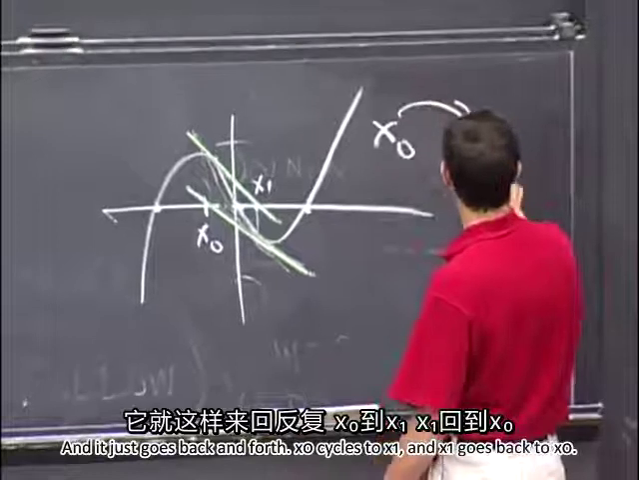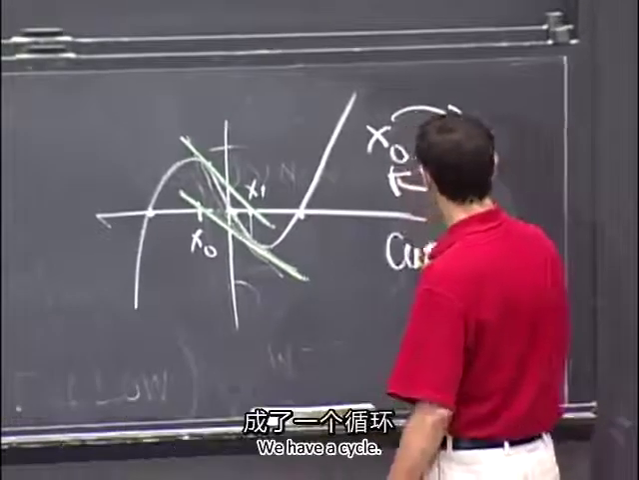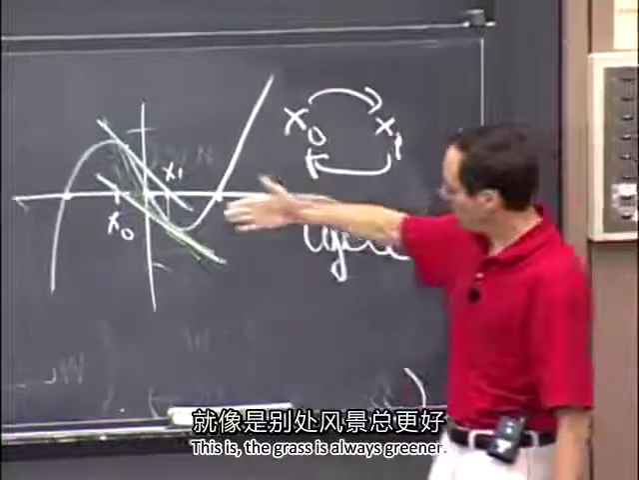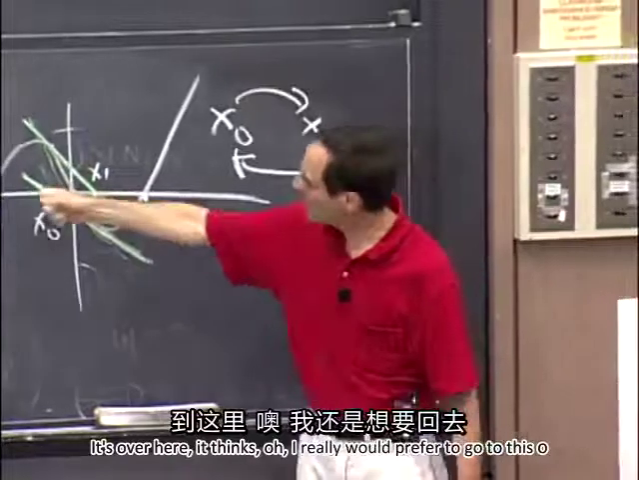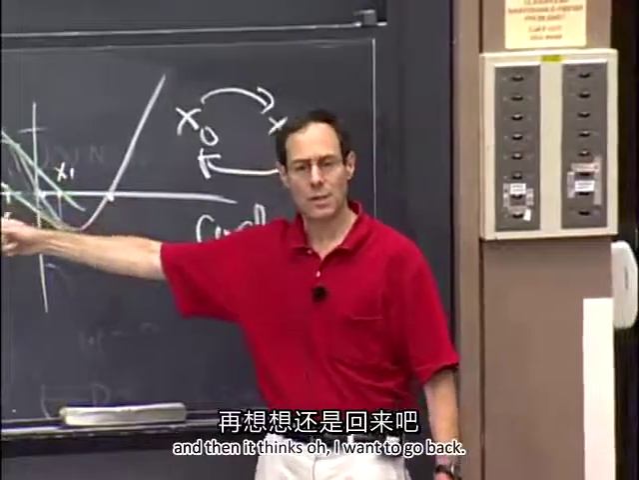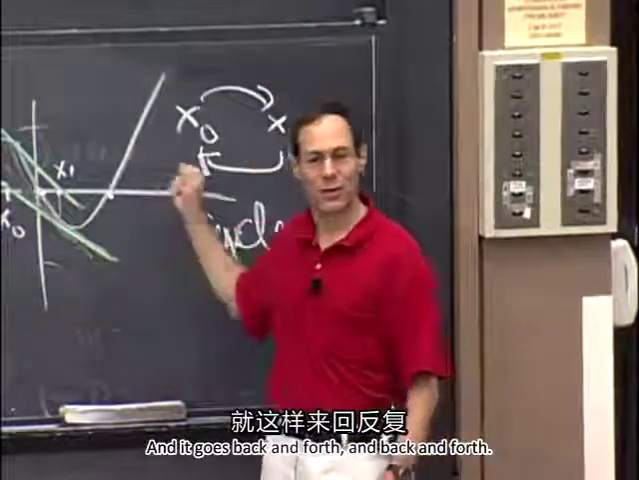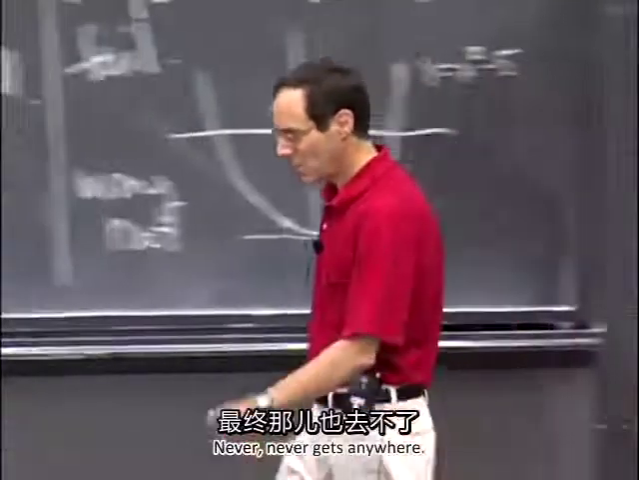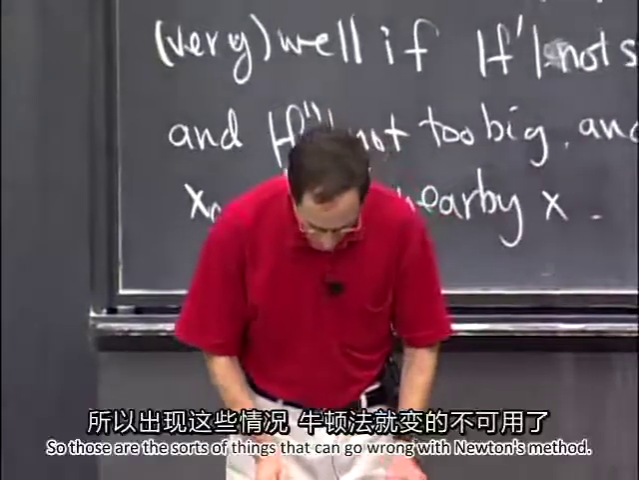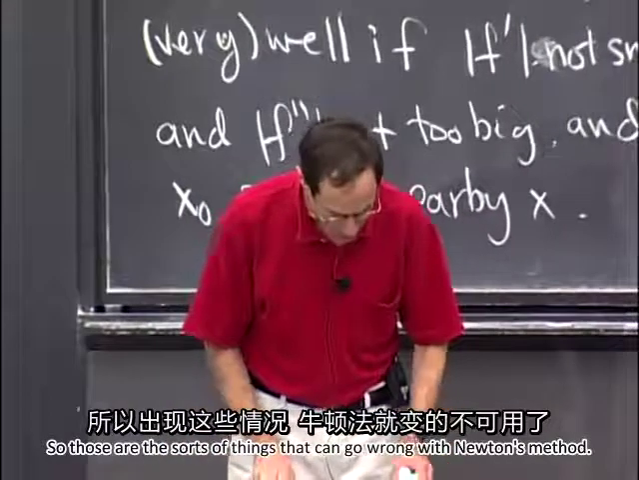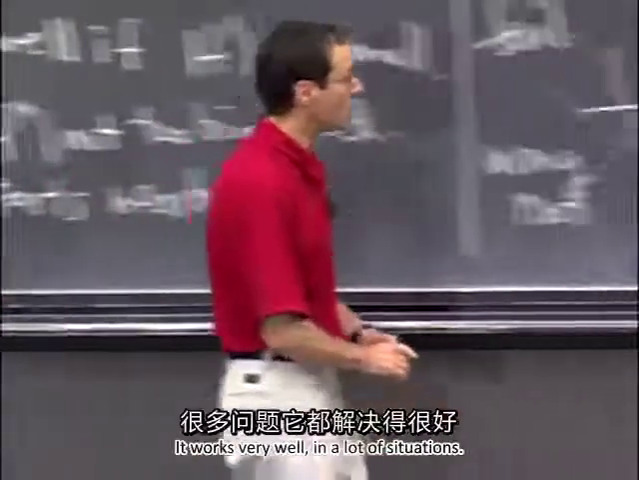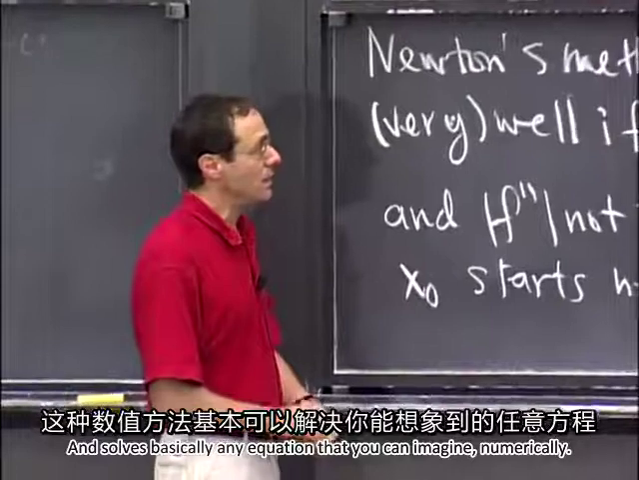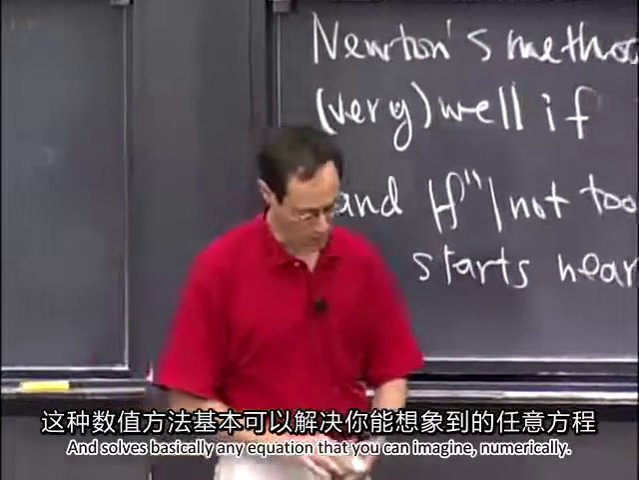x0 cycles to x1, and x1 goes back to x0. We have a cycle. And it never goes anywhere. The grass is always greener. It's over here. It thinks, oh, I really would prefer to go to this 0. And then it thinks, I want to go back. And it goes back and forth and back and forth. Grass is always greener on the other side of the fence. And never gets anywhere. Okay, so those are the sorts of things that can go wrong with Newton's method. Nevertheless, it's fantastic. It works very well in a lot of situations, and solves basically any equation that you can imagine numerically.